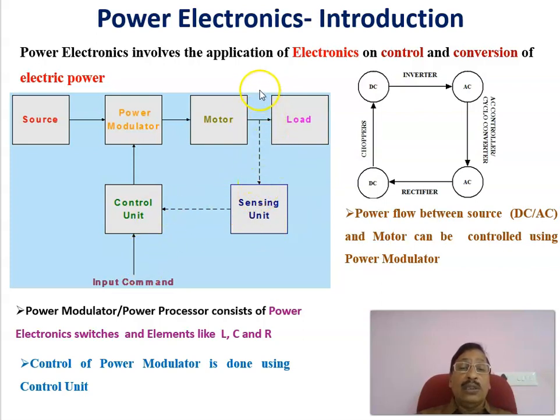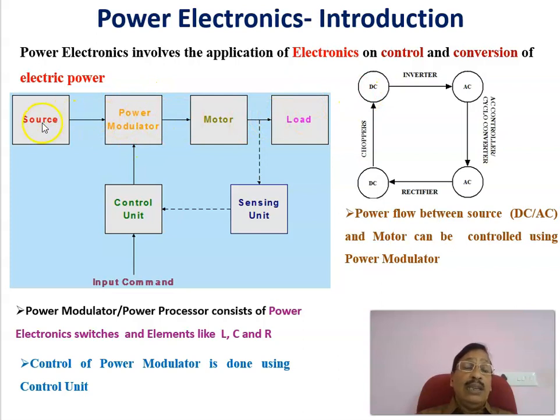Whatever it is, that is sensed using the sensing unit and given as an actual value, and that is compared to the reference value. To reduce the error between them, we give the control signal to the power modulator. Therefore, the power modulator controls the power flow from the source into the motor. Depending upon the type of the source and the type of the motor, the role of the power modulator will change, as I already explained.